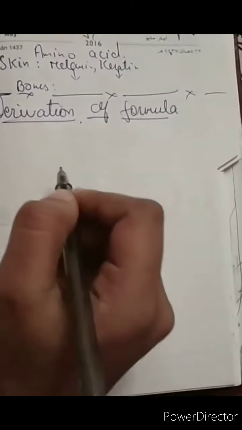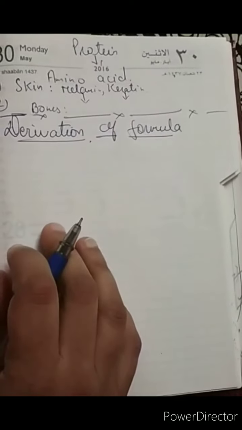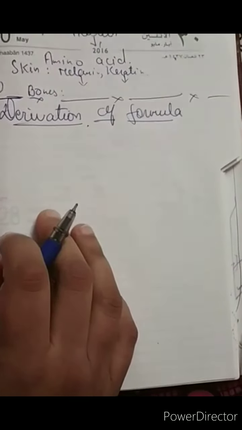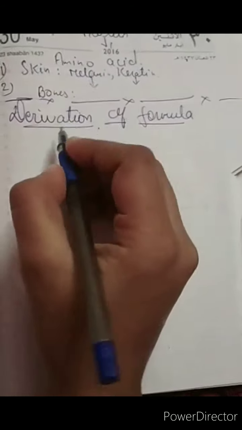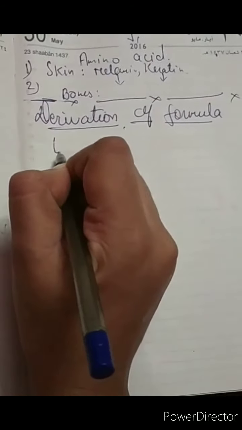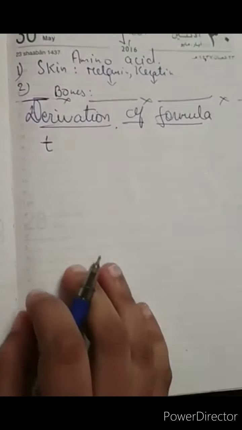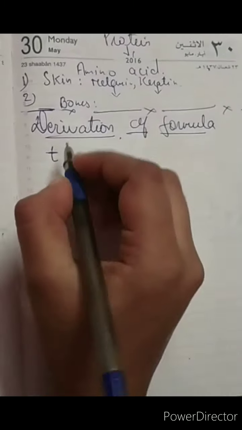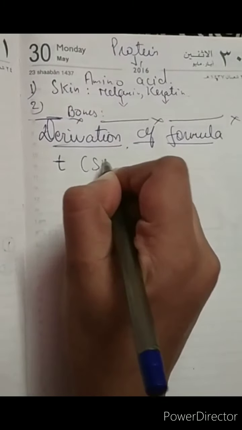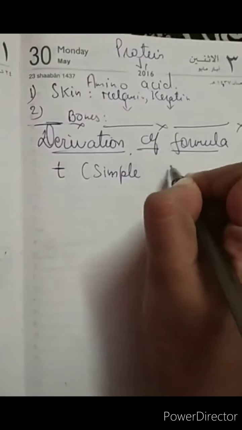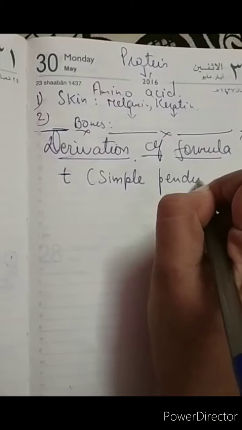Derivation of formula. How can you derive it? Suppose I tell you I have a quantity, time, and my time is dependent on something. What is this time? This is the time period of a simple pendulum.